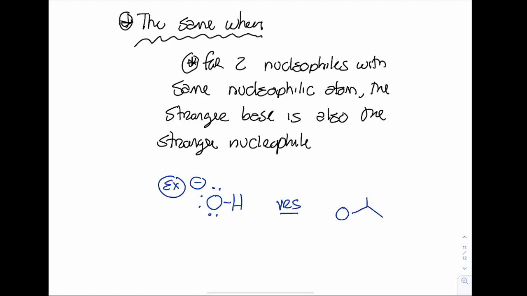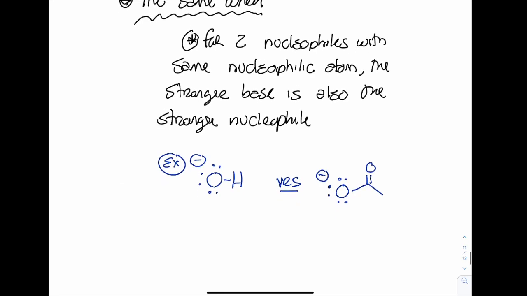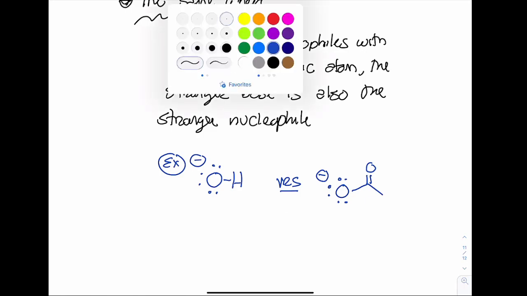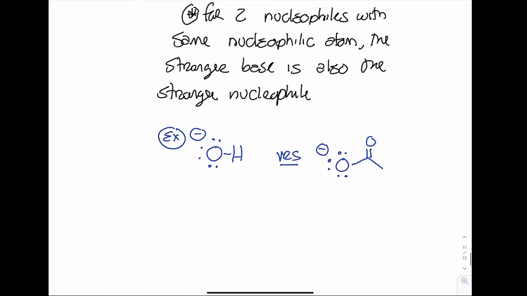My nucleophilic atom in this case is also oxygen. It has the lone pairs that it can donate. So I have two different nucleophiles. Both of them have oxygen as the nucleophilic atom. And of these two, my hydroxide ion is the stronger base. I could give you pKa values, but again, we don't need them for these. Remember, bases want to donate electrons. My acetate has resonance. If it has resonance, it's less reactive. If it's less reactive, it's going to be less likely to donate those electrons.